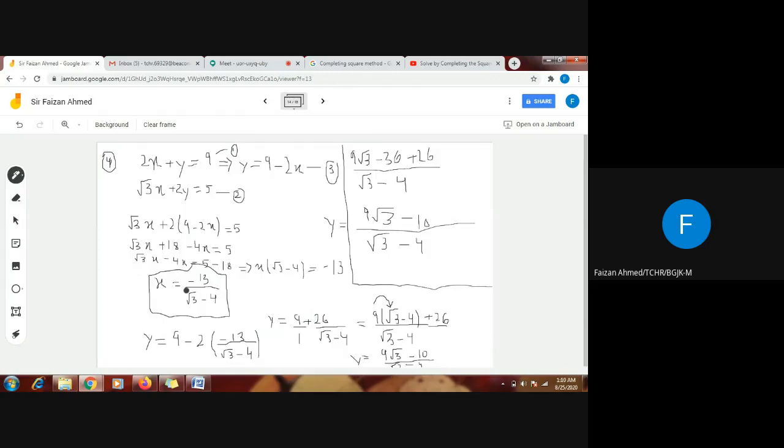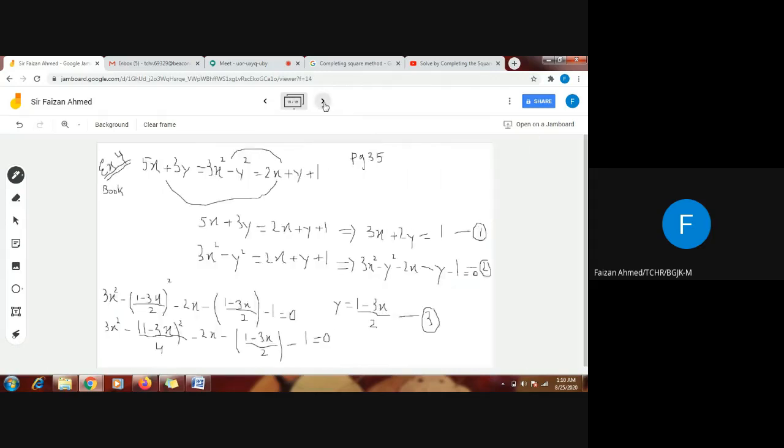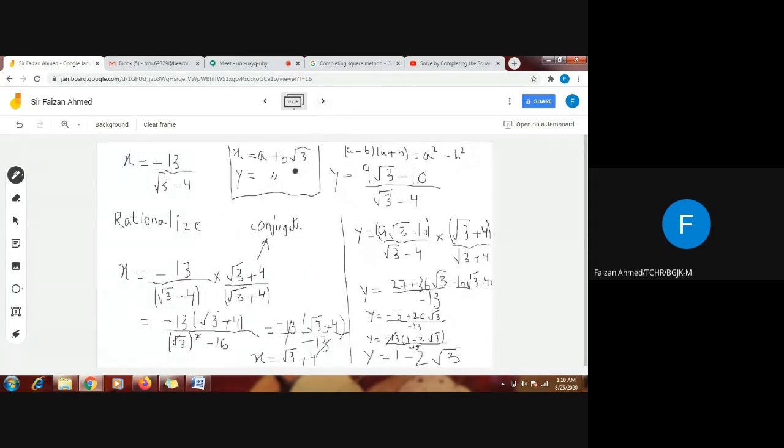Our question has to end over here, but the problem is that there is a line mentioned in the question that I have not written here. The question says that we have to give the value of x and y in the form of a plus b root 3. So we have to convert them into this form.